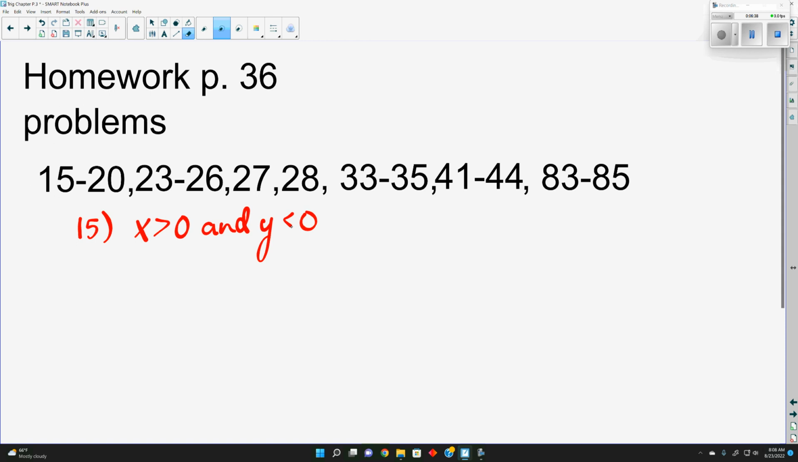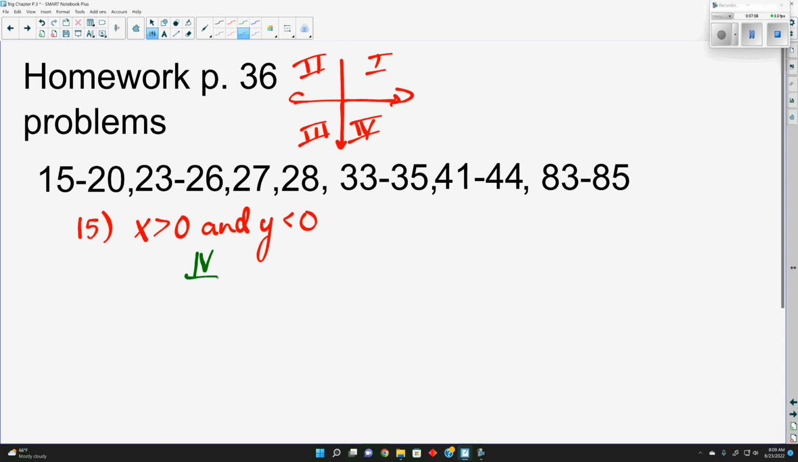So with any Cartesian coordinate, there's only 4. 1, 2, 3, 4. And if we're saying x is greater than 0 and y is less than 0, so where is x positive and y negative? Well, x is positive this way, yes? And y would be negative. So the only one that contains both of those is? So that'd be your answer.